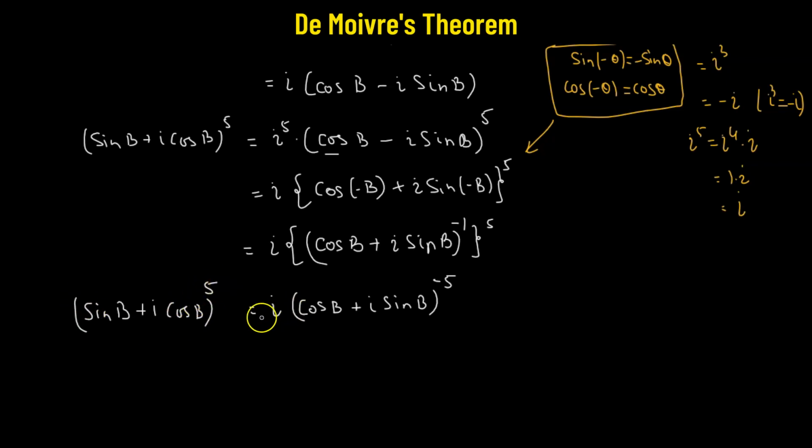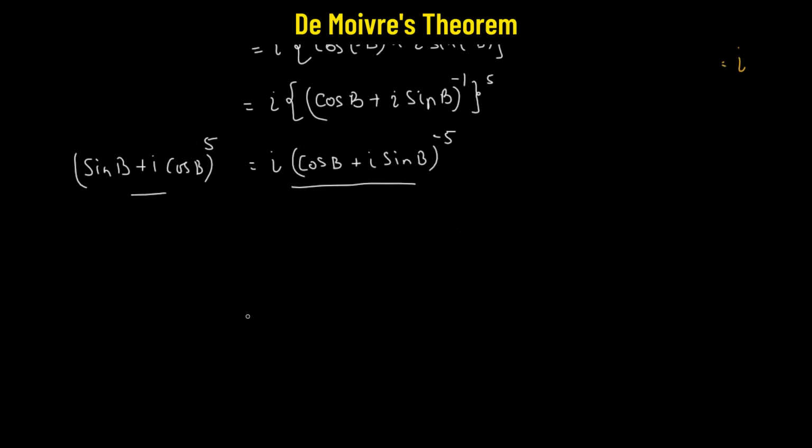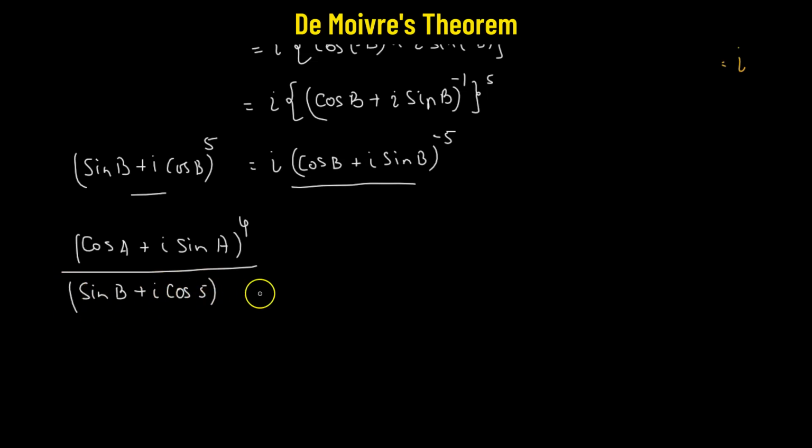So this is equivalent to iota times cosine of b plus iota times sine b raised to the power of negative 5. Now we will replace this value instead of this in the denominator. So let's work around. So we had in the numerator cosine of a plus iota times sine of a whole raised to the power of 4, and in the denominator we are given sine of b plus iota times cosine of b whole raised to the power of 5.